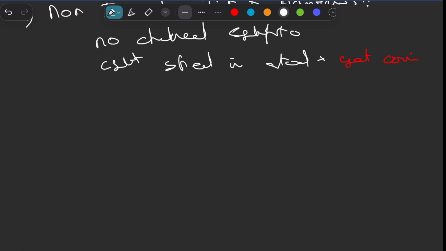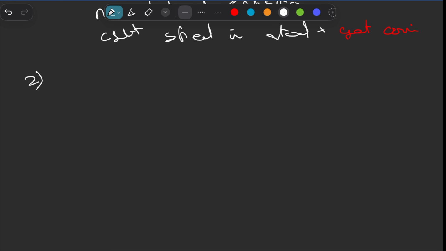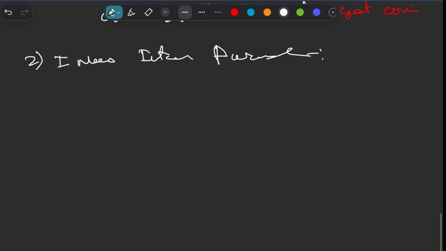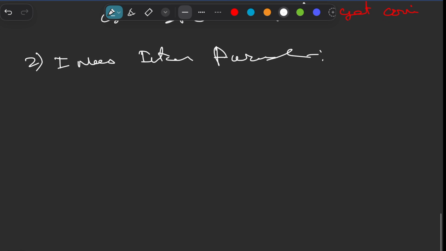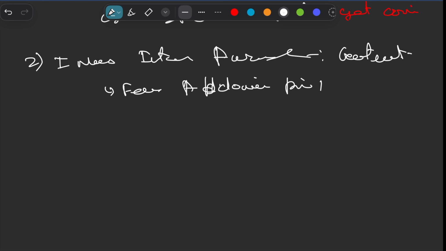Next, the clinical feature is invasive intestinal amoebiasis. Invasive intestinal amoebiasis is basically again gastroenteritis, having fever, abdominal pain, and again dysentery.